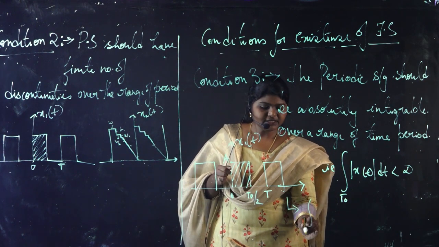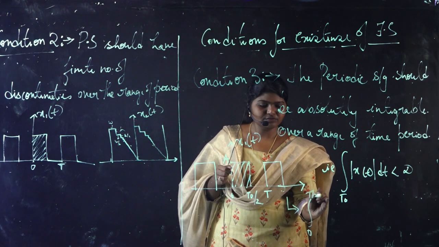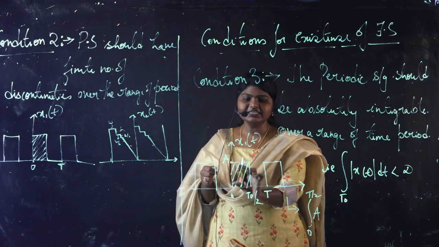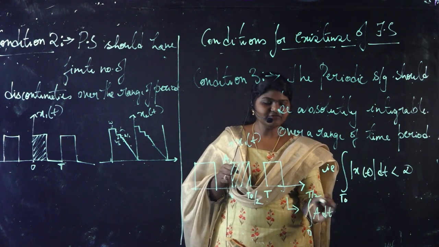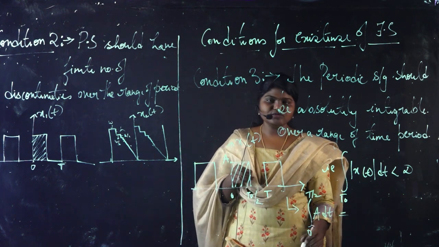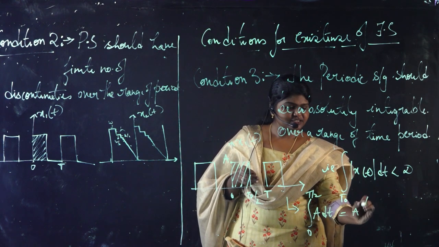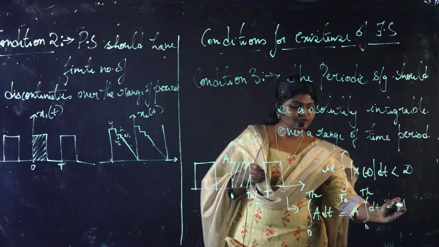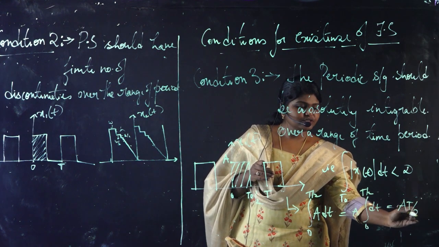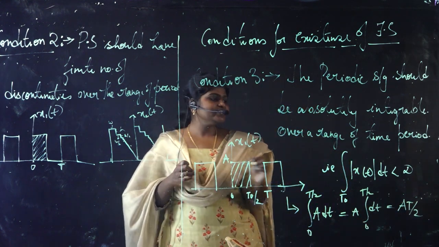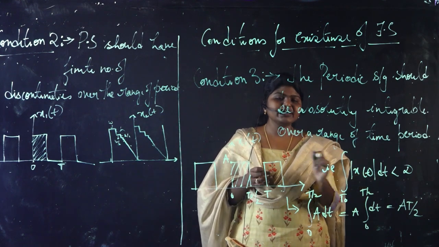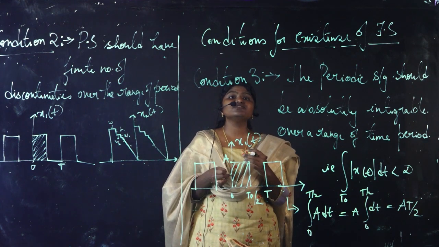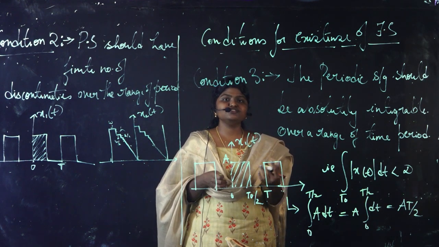Over 0 to T by 2, the amplitude is A. So the integral of A over x of t, we have A into dt. So this is equal to A times the integral from 0 to T by 2 of dt, which is equal to A into T by 2, which is a finite value, less than infinity. So the last condition is that the periodic signal should be absolutely integrable over a range of period.